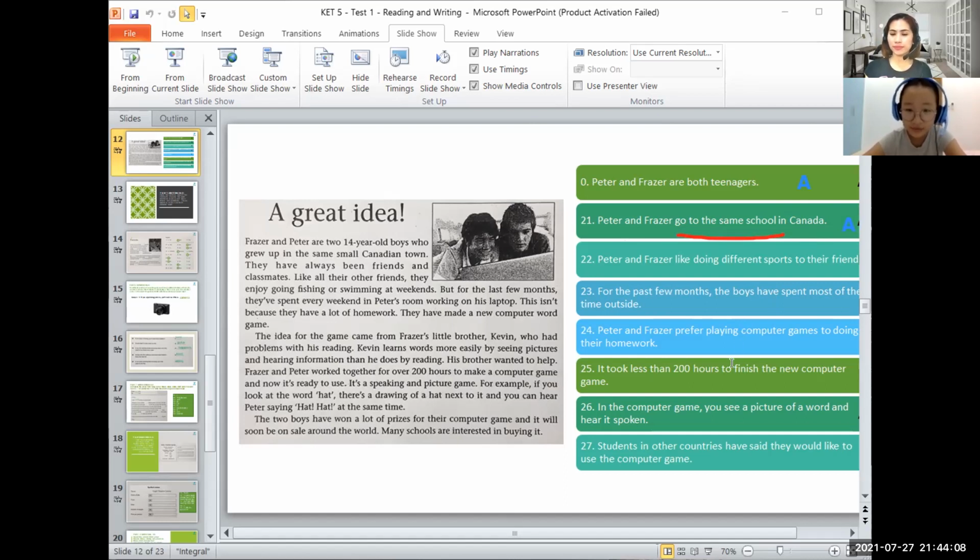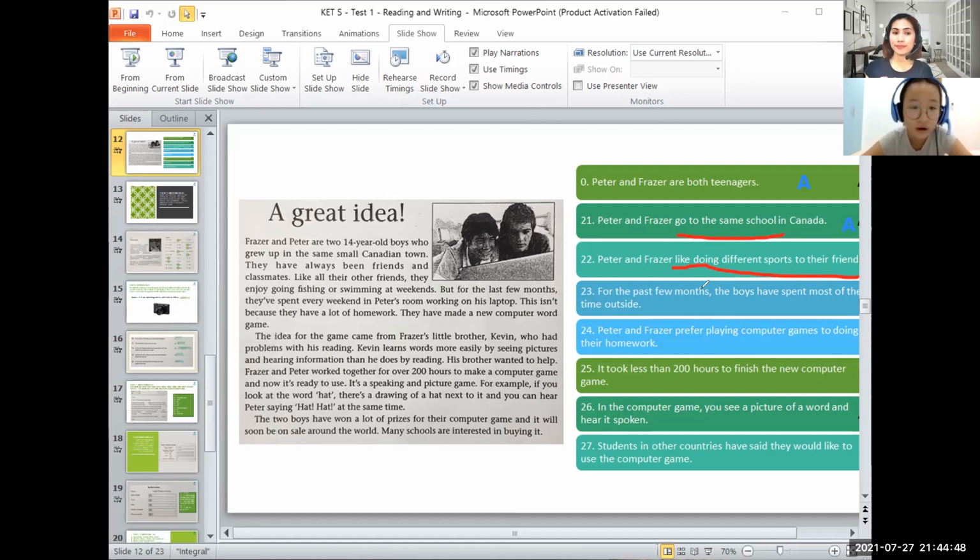Peter and Fraser like doing different sports to their friends. Doesn't say. Is it doesn't say? I will underline a word, okay? Like doing different sports to their friends. So can you identify the paragraph that most likely tell us the answer in number 22? Which paragraph?